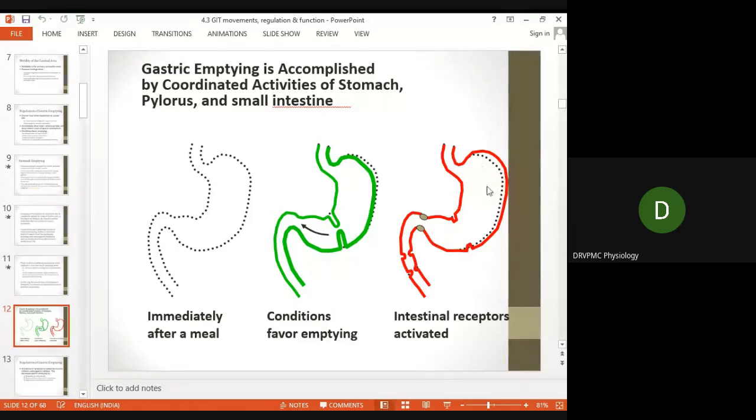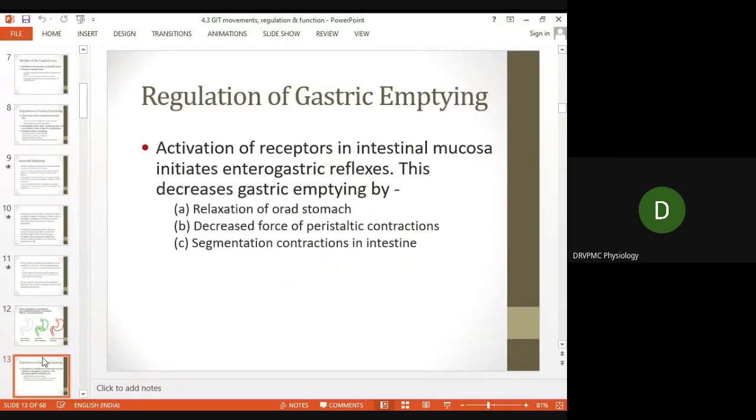Then you can see this is an inhibitory thing. When these receptors are activated, contractile activity begins in the small intestine, and these are the intestinal receptors. Okay, we will discuss it.